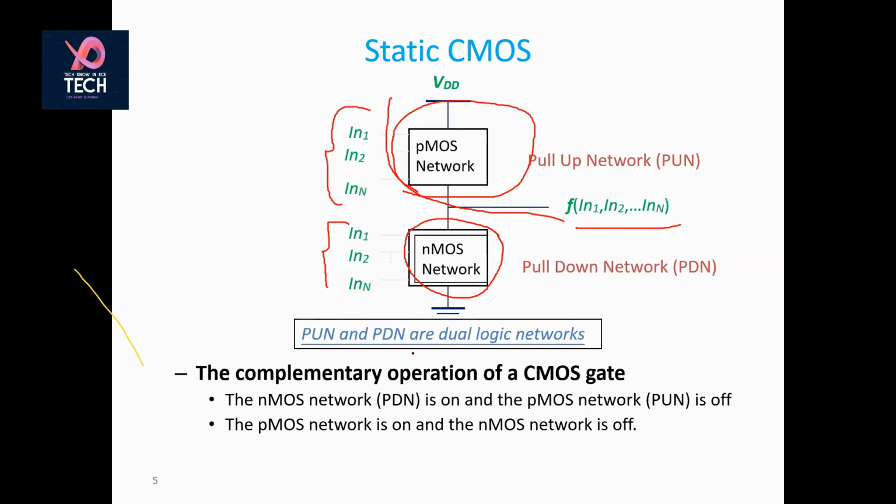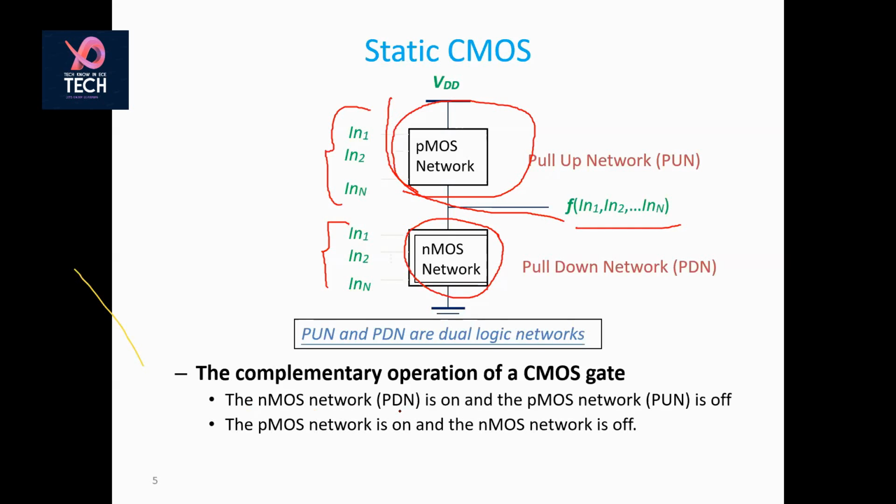So, why is it called pull-up? Because when this particular network is on, your VDD is charging up the load capacitance. And this is called pull down. The voltage, whatever was stored in the previous cycle, will be discharged. So this network is responsible for charging up, and this network is responsible for discharging. So that is why this is called pull-up, and this is called pull-down network.